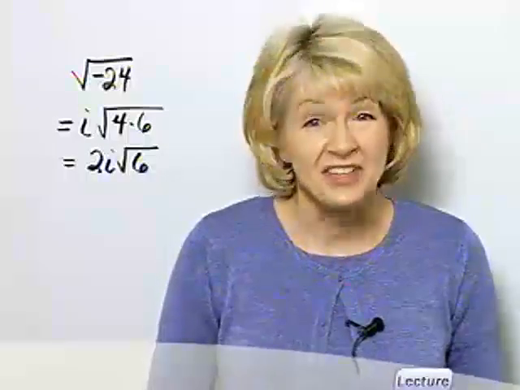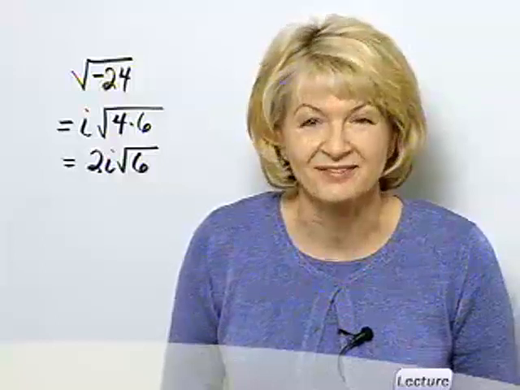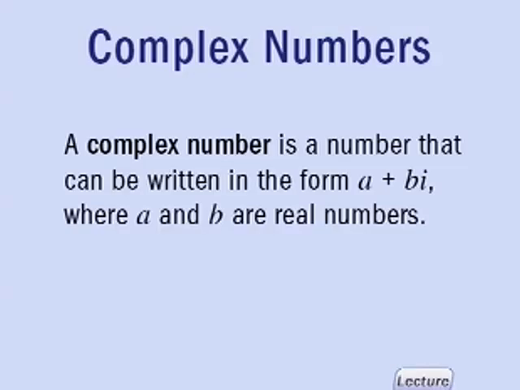Now let's look at a definition of a complex number. A complex number is a number that can be written in the form a plus bi, where a and b are real numbers.